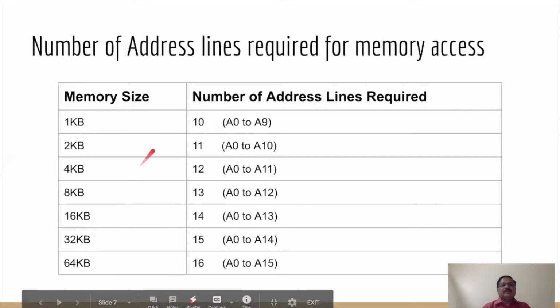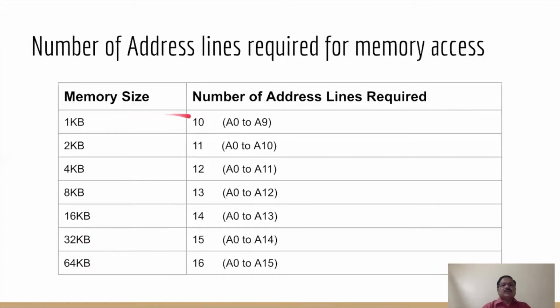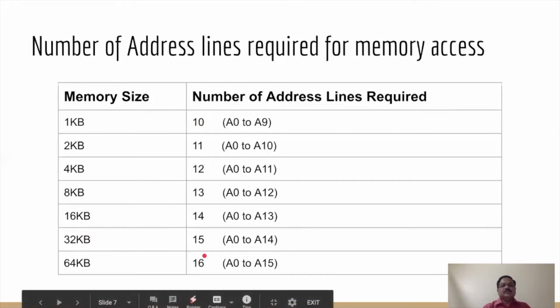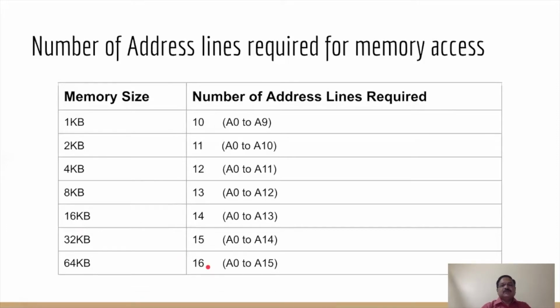And simply, you can remember the starting point. For 1K, 10 lines are required, and then 11, 12, 13, 14, 15 onwards up to 16. So for the entire 64 kilobytes of address space, you will need all 16 address lines. Well, once you remember this, it is easy.